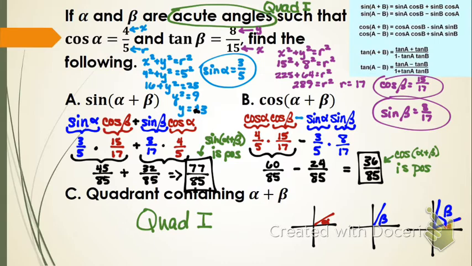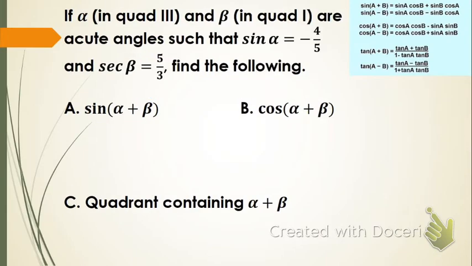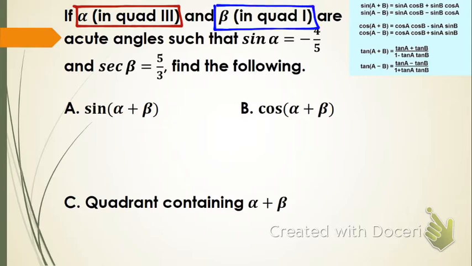I'm going to put up the very last example from 7.3. It's exactly like this. This time, though, I have thrown in a little bit as far as we're not both angles in quad 1. It's telling us that alpha is in quad 3 and beta is in quad 1.